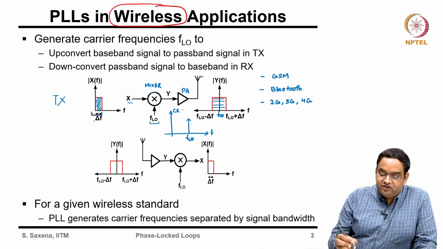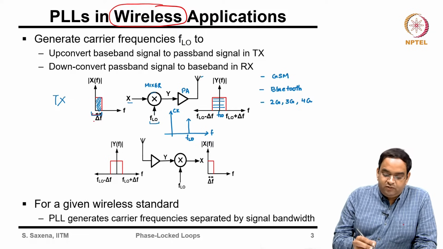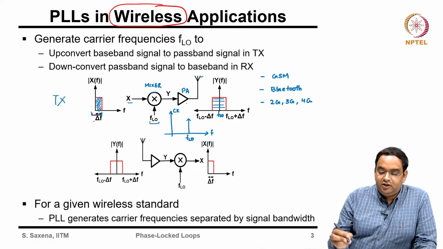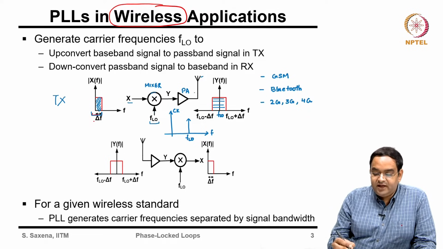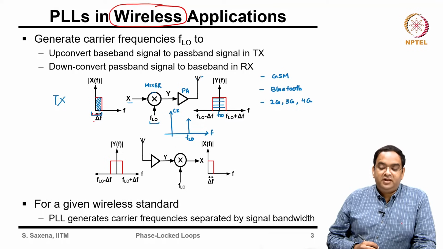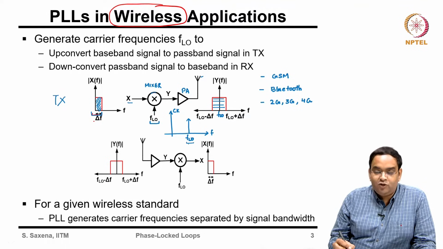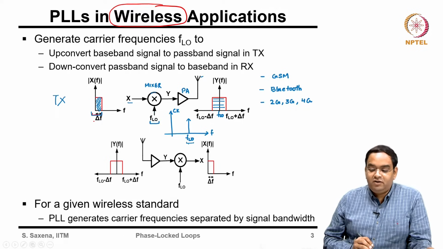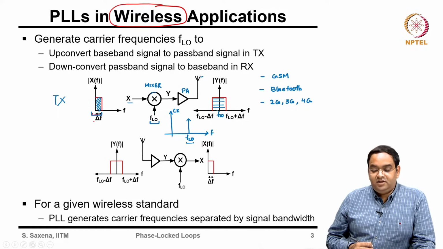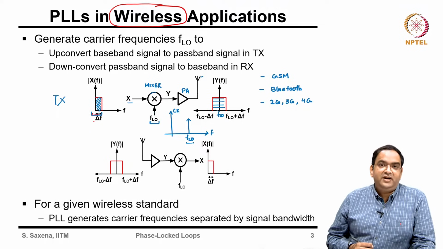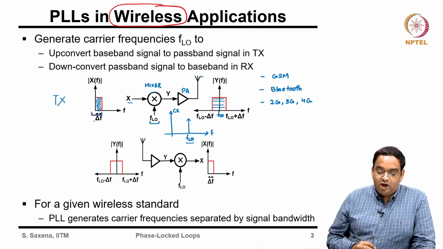Okay. So, this is how you convert your baseband signal to your passband signal and you transmit using an antenna. And to do all that, you need a clock which provides you a single frequency FLO to convert to a particular band in the frequency spectrum and transmit it. Okay. So, this is where you need your clock.